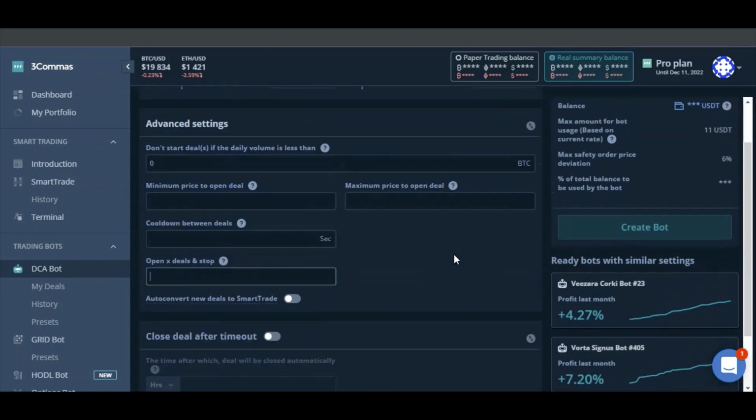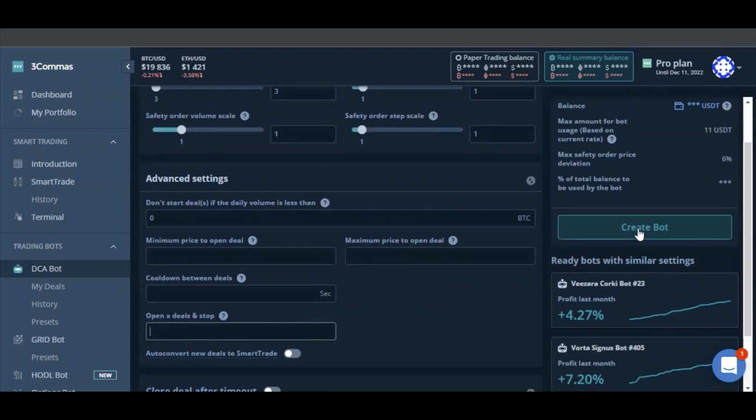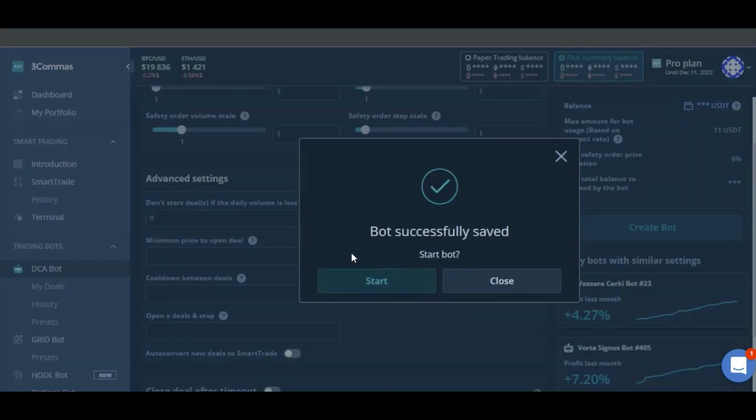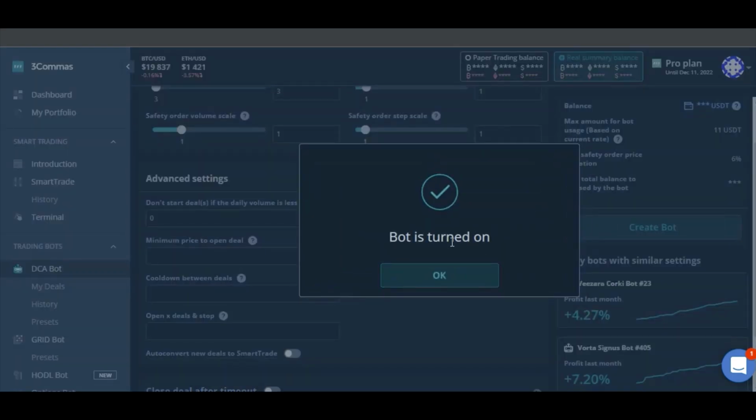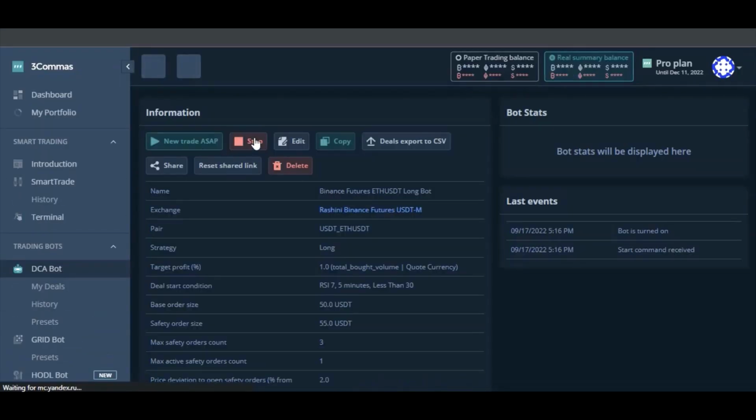And now we are ready to create this bot. Bot successfully saved. Start bot, yes, start. Bot is turned on, okay. And now you can see the bot has already been configured. If anyone wants, you can click this one, new trade, to start as soon as possible.